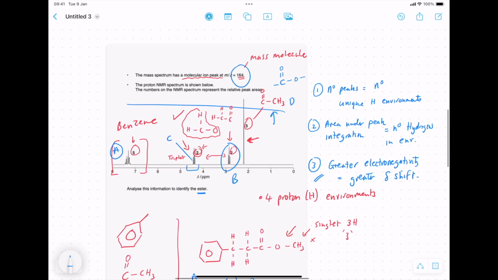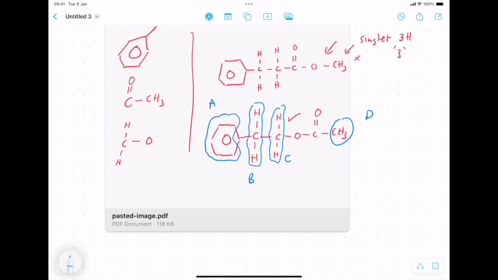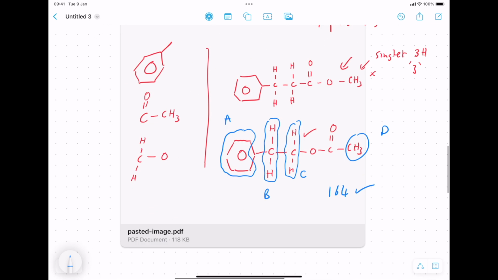We were told that the Mr is 164. So does this add up to 164? Benzene has 6 carbons, so 6 times 12 is 72, plus its 5 hydrogens would be 77, plus 2 CH2s, which is 14, plus another 14, just calculating this as we go along, plus an oxygen, 16, plus a C double bond O, which is 12, plus another 16, and then finally CH3 in the end, which is 15, gives exactly 164. So we know that the Mr fits the proposed molecule I've drawn. So that's a second confirmation that this molecule is correct.